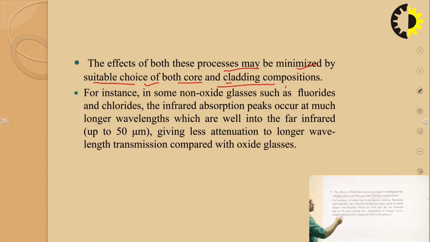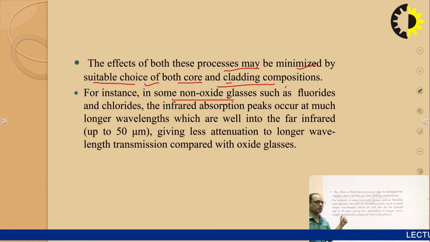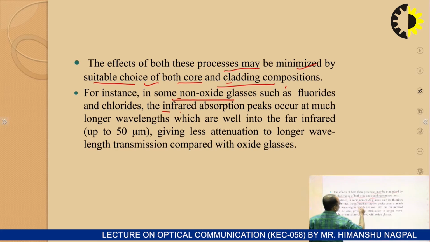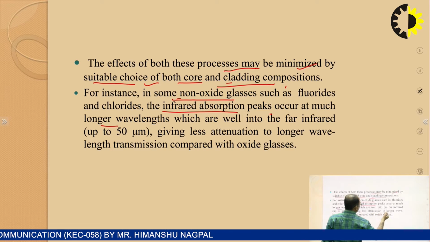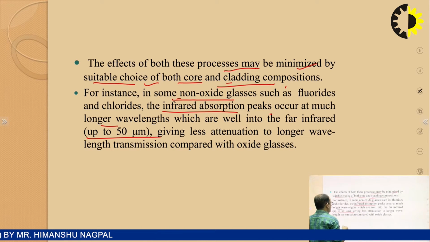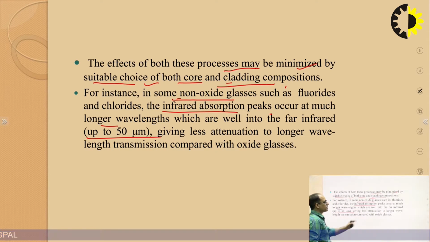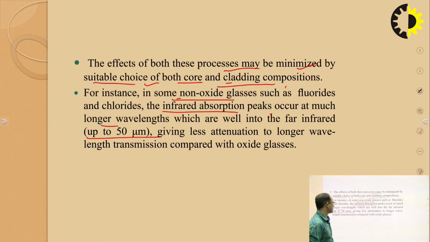For instance, in some non-oxide glasses such as fluorides and chlorides, the infrared absorption peaks occur at a longer wavelength as compared to the oxide glasses. Clear? So in non-oxide glasses such as fluorides and chlorides, the infrared absorption peak occurs at a much longer wavelength, well into the far infrared up to 50 micrometer, giving less attenuation at the longer wavelength. Clear? As compared to the oxide glasses.